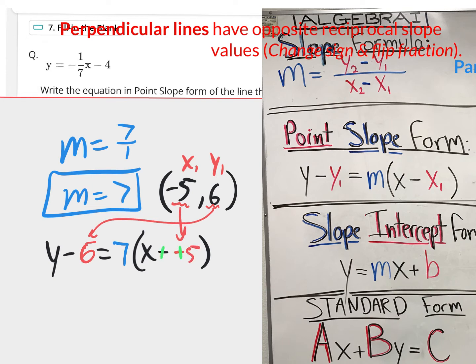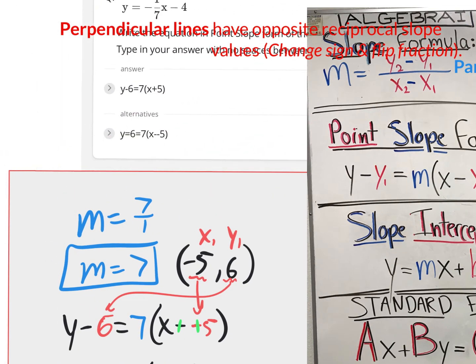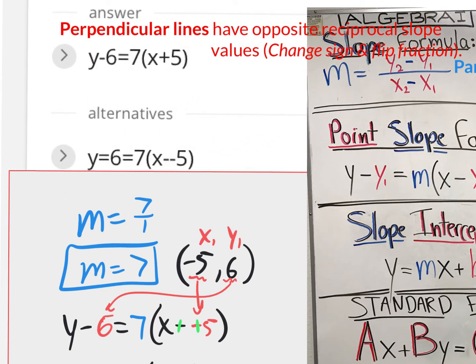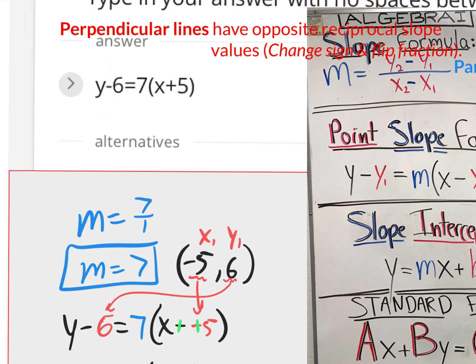Ladies and gentlemen, this is your answer. You need to type it in with no spaces between your terms. You're going to type it in as y minus 6 equals 7 parentheses x plus 5. Do not distribute that 7. Don't move that 6. This is point slope form. That's the form that they want, point slope. If we check our answers right here, that's exactly the answers that I just wrote. Y minus 6 equals 7 times x plus 5. Notice that I don't have a plus plus 5. I just have a plus 5. Okay, I hope this helps.